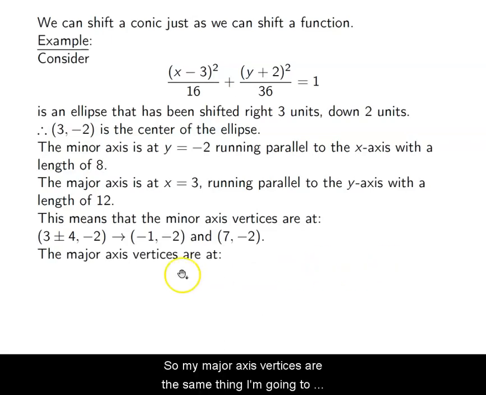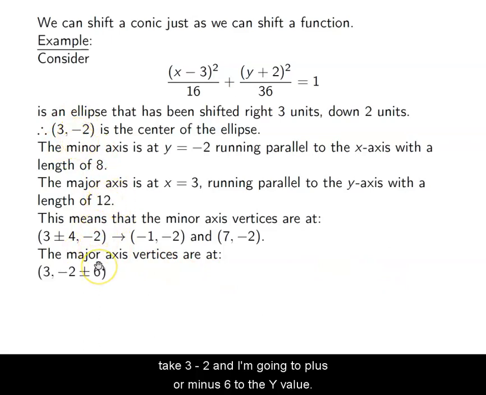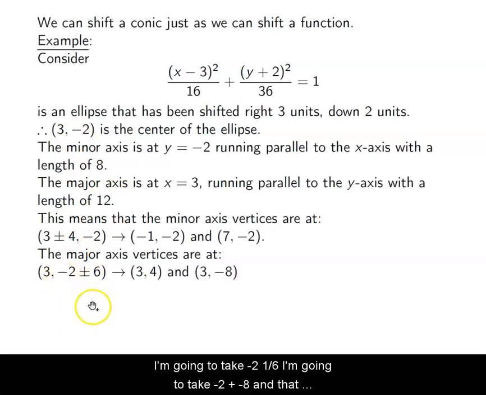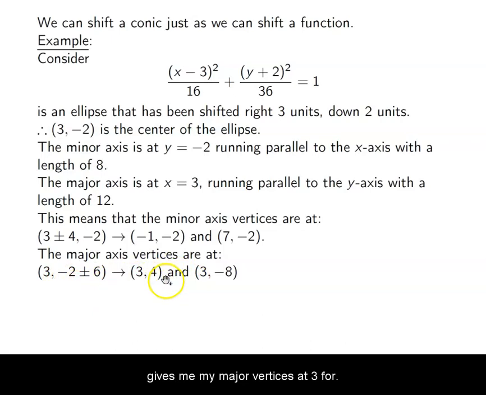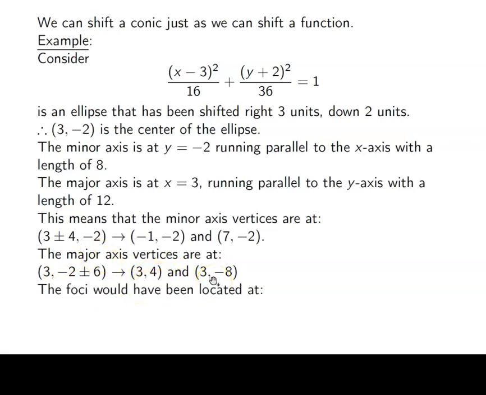So my major axis vertices are the same thing. I'm going to take 3, -2, and I'm going to plus or minus 6 to the y values, okay? So I'm going to take -2 and add 6, I'm going to take -2 and subtract 6, and that gives me my major vertices at 3, 4, and 3, -8.